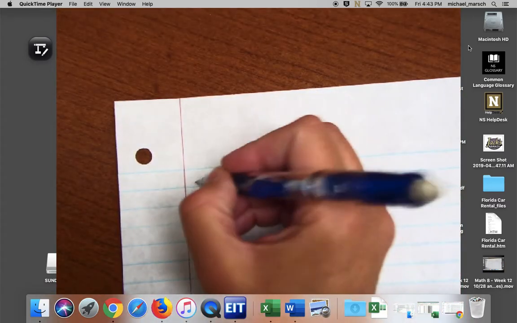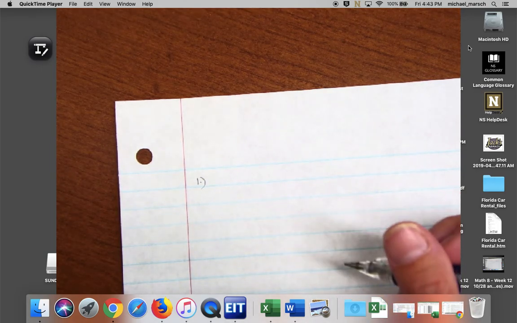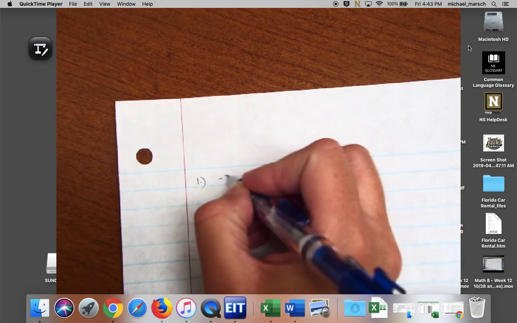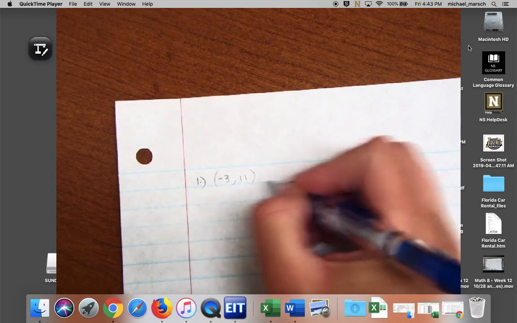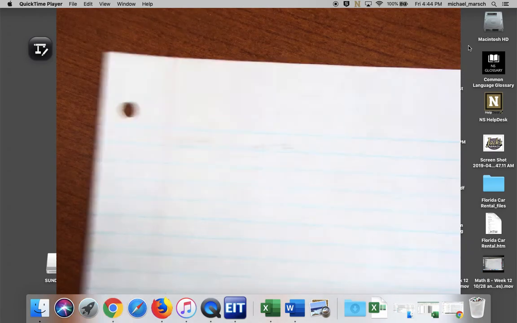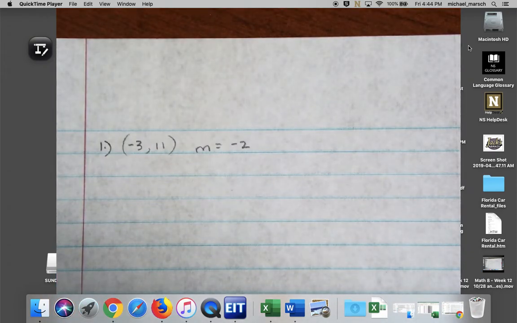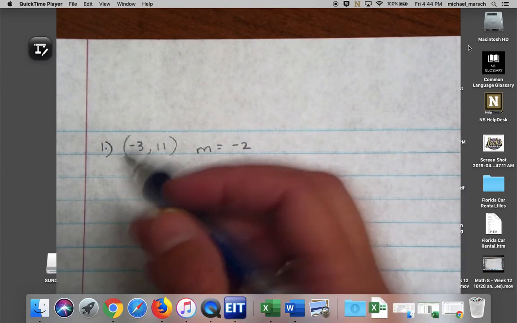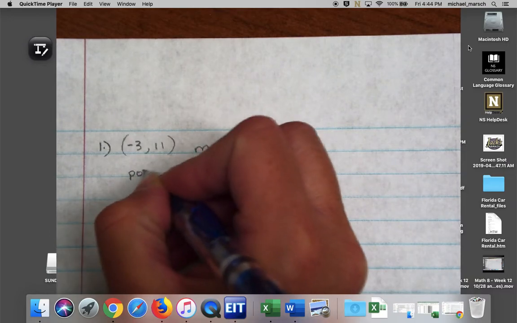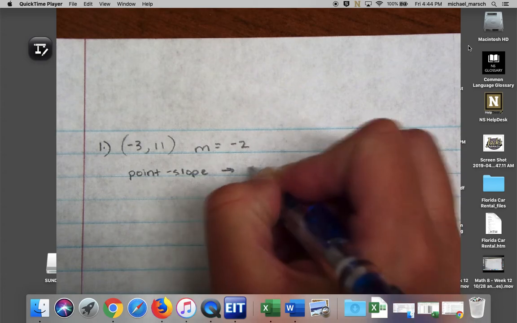Okay, so problem 1, partner A, we are writing the equation of the line in slope-intercept form. So I have negative 3, 11 as an ordered pair, and I also have the slope of negative 2. So in order to do slope-intercept form, I kind of need a slope and the y-intercept. I have a slope, I don't have the y-intercept. So for this problem, I have to go from point slope to slope-intercept.